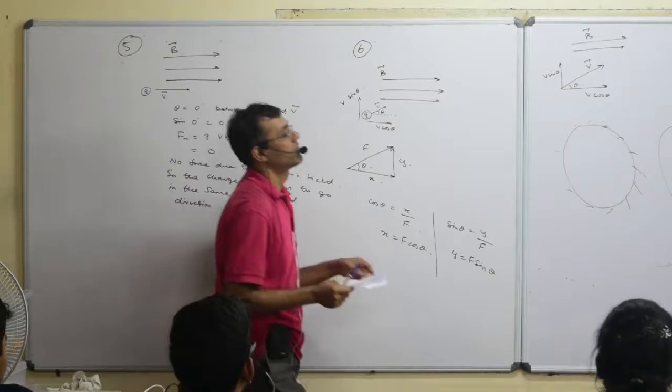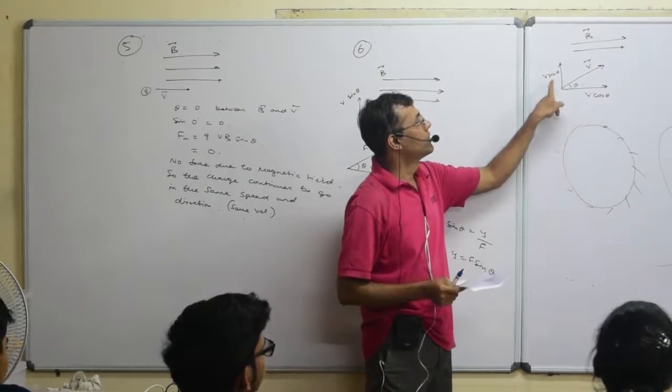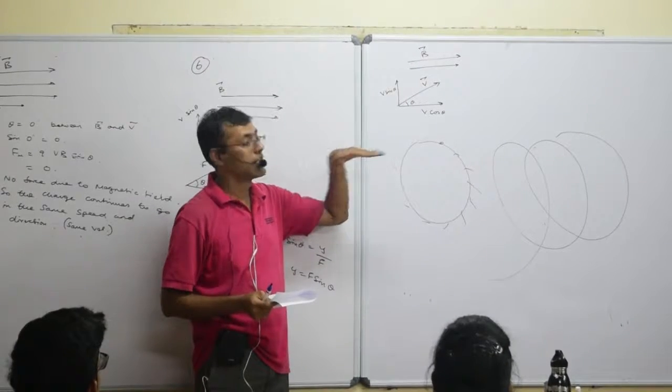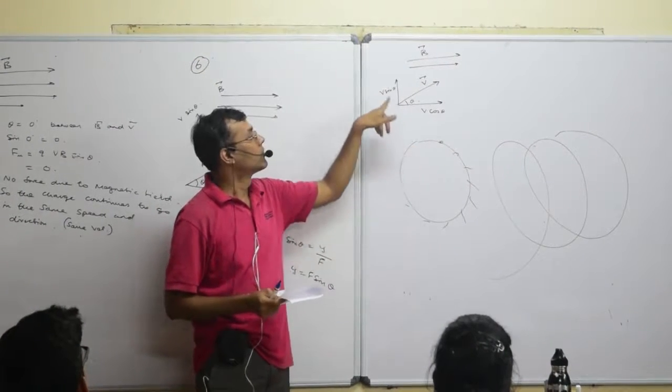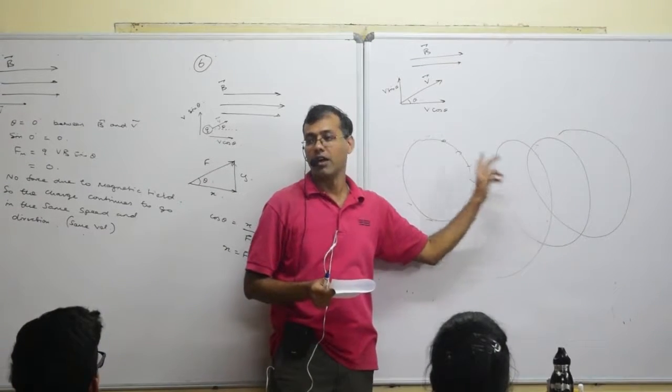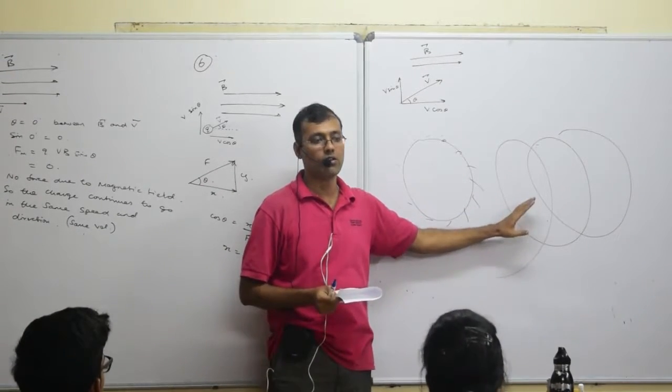The same thing happens here. Due to this, there will be a circular motion. Due to this, there will be a linear motion. So the circular motion and linear motion, when they are combined at the same time, cause a helical motion. So it's called helix or helical motion.